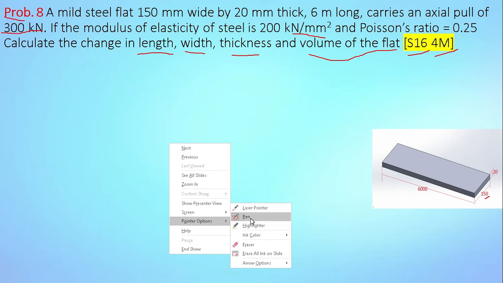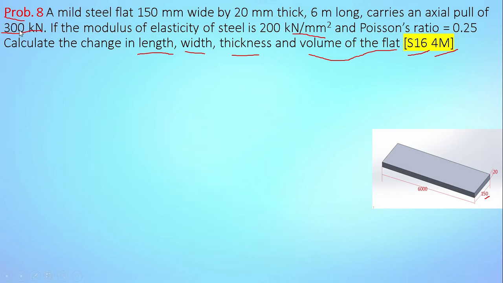And it carries an axial pull of 300 kilonewton. So after applying this force, we have to find out the change in length, change in width and change in thickness. Also the change in volume. So first of all, we will find out the given data.